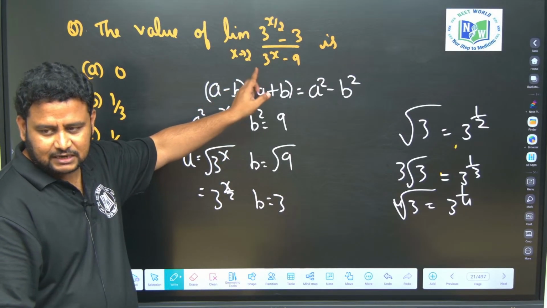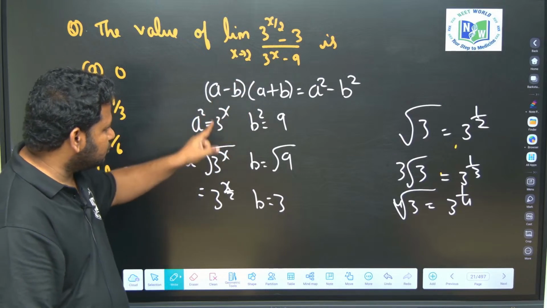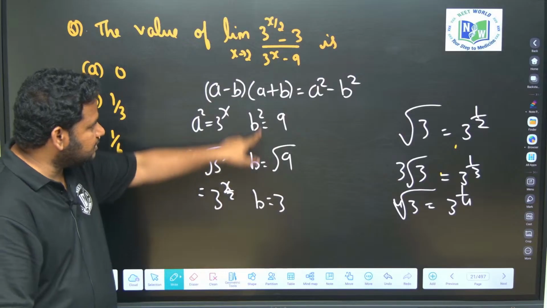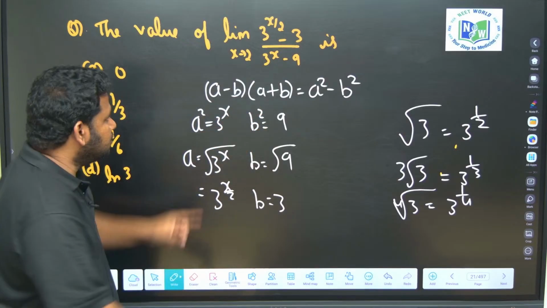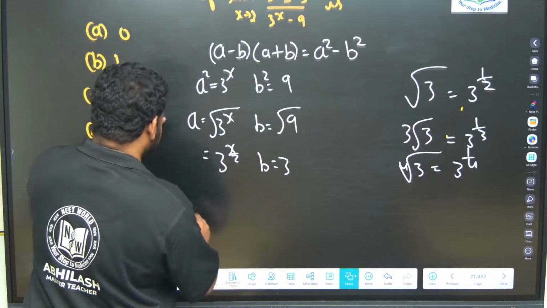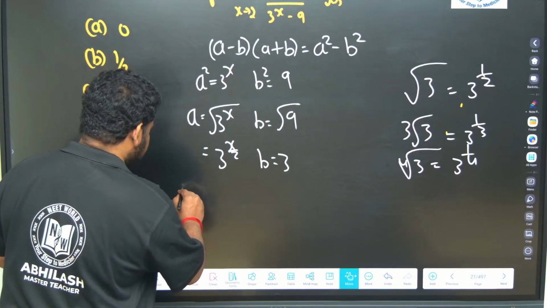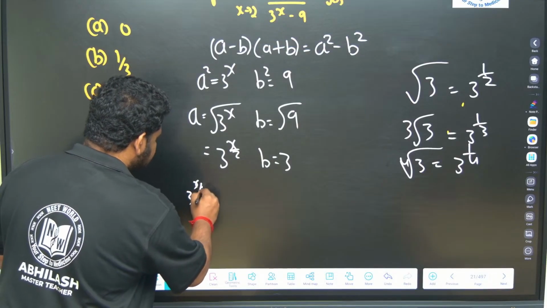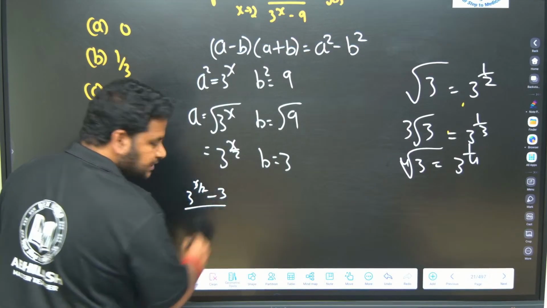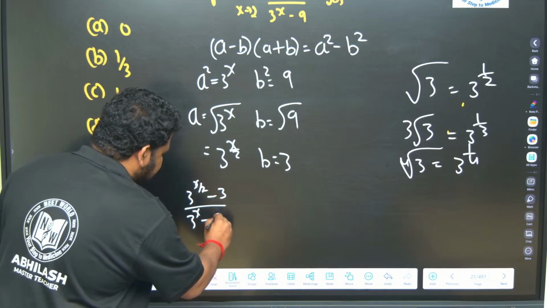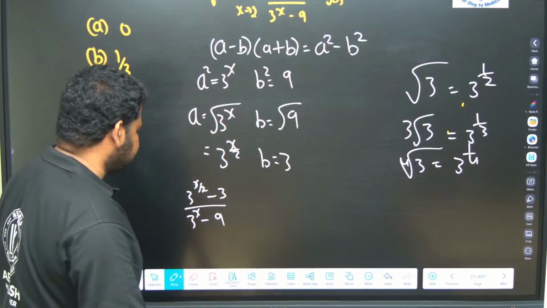Observe carefully, please observe, this will be there in the board, don't worry. So here a is 3 to the power of x by 2, b is 3. So this question I can write as follows. Now I have the function. The numerator I have 3 to the power of x by 2 minus 3. The denominator I have 3 to the power of x minus 9.